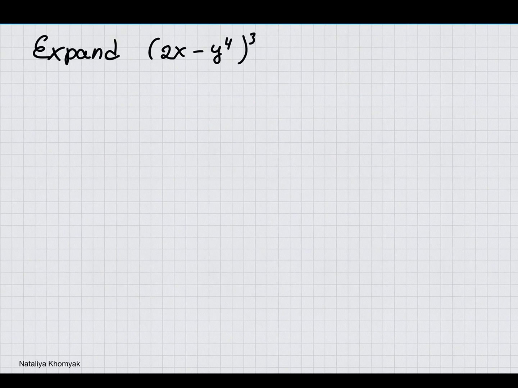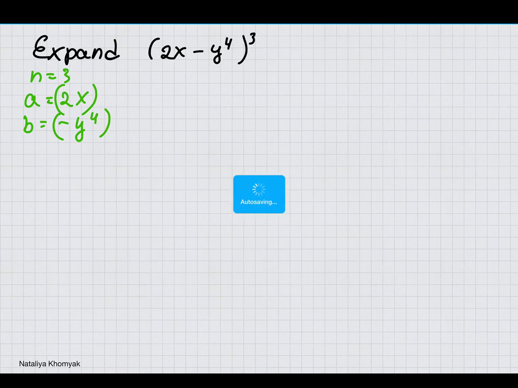Let's apply the binomial theorem here. If you want to apply the formula, n is 3, a is 2x. If it's multiple things, you put them in parentheses. B will be negative y to the 4th. With negatives and exponents, you want to keep everything inside of the parentheses.